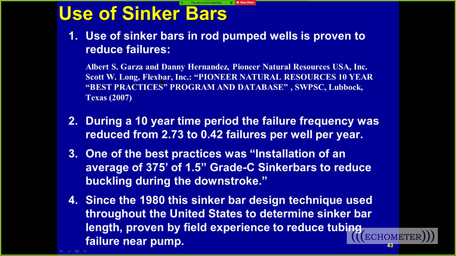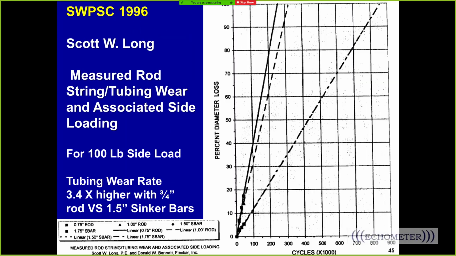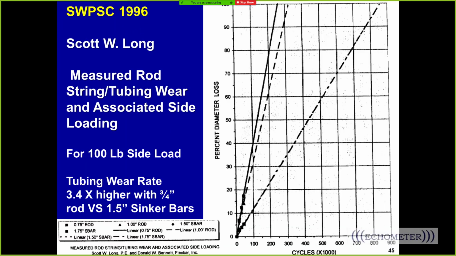He went to work for Pioneer, and they adopted running sinker bars, pretty much the same method, maybe a little more than we did, longer length slightly, but their failure rate went from 0.42 failures per year to 2.7 failures per year. And the paper says one of the reasons is because they ran sinker bars. So this just talks about rod-on-tubing wear and compressing the gas and causing mechanical rod-on-tubing wear to open the traveling valve.